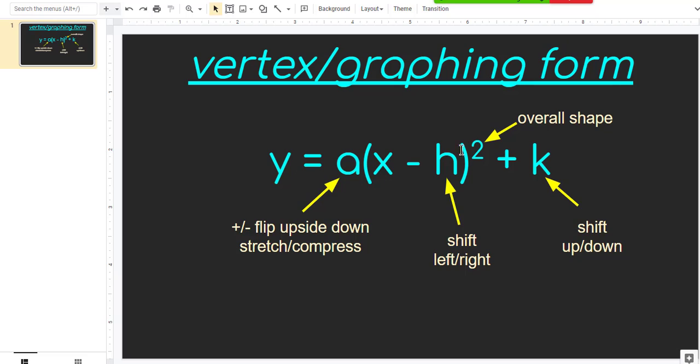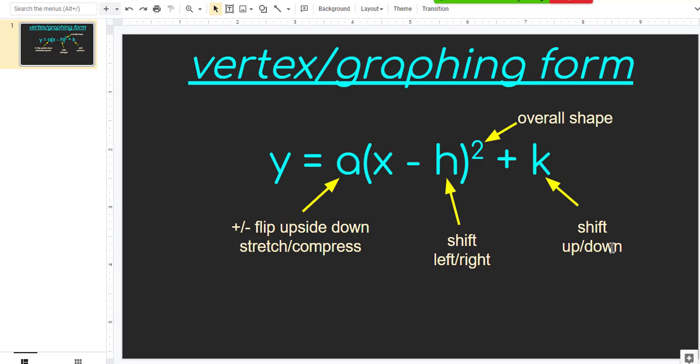We found out with our H, that's what makes it go left or right, and that was in with our x. The way I remember that is we know that the x-axis goes left and right. So since it's in the parentheses with that x, it's going to shift the x. So the part that's in the parentheses with the x is what's going to move it left and right.